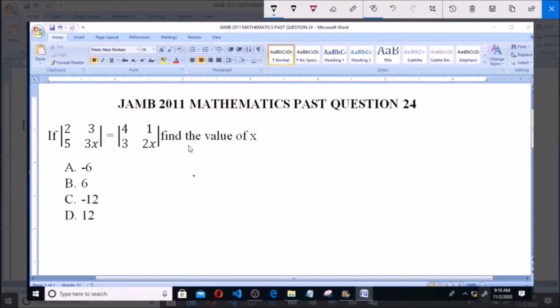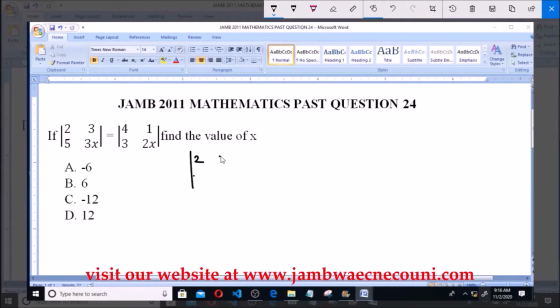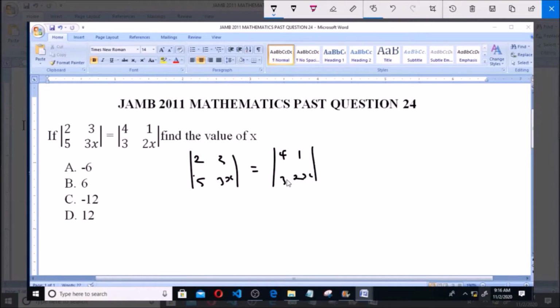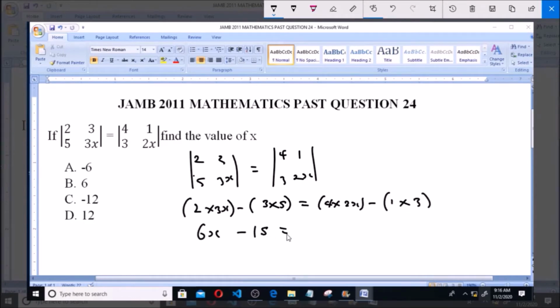Now we are asked to find x. The determinant of the matrix 2, 3, 5, 3x is equal to the determinant of 4, 1, 3, 2x. Since we're already given the determinants, we simply simplify: 2 multiplied by 3x minus 3 multiplied by 5 is equal to 4 multiplied by 2x minus 1 multiplied by 3. This gives us 6x minus 15 is equal to 8x minus 3, that is 1 times 3, then minus 3.